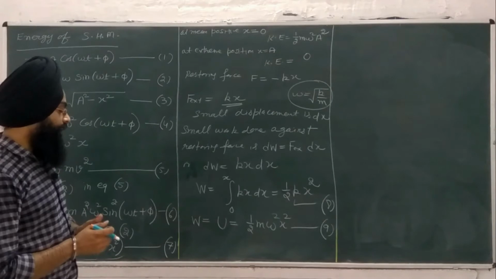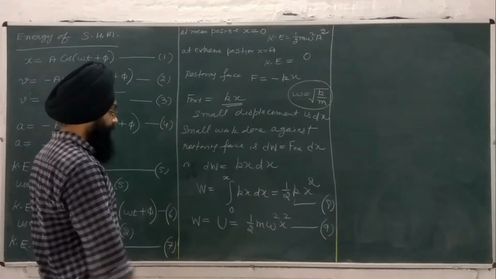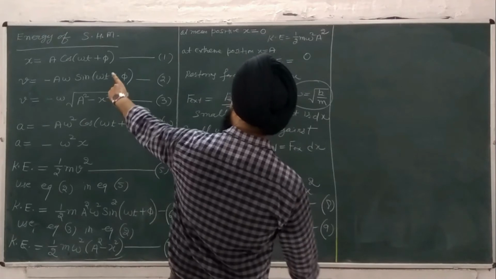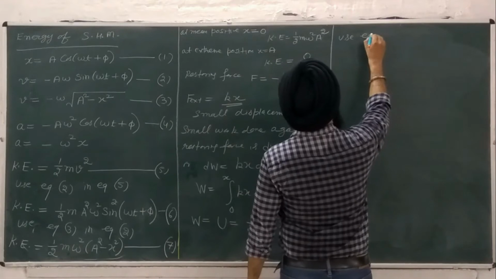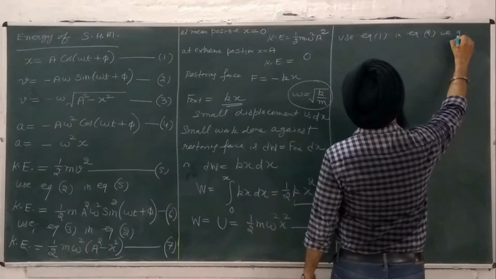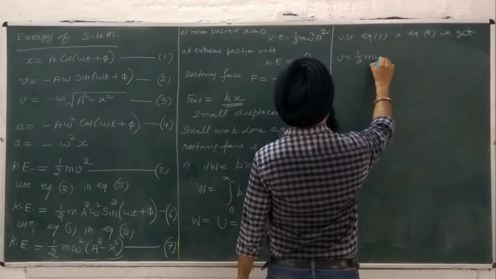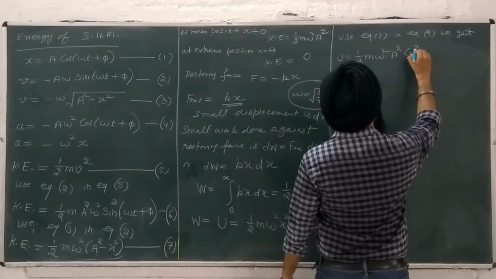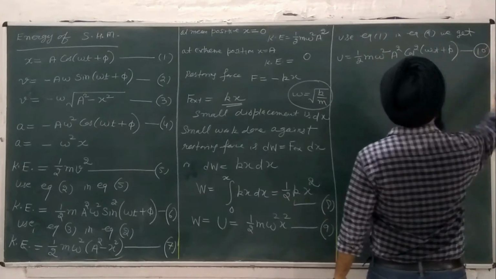Now we can put the value of x in equation number 9 and get the expression for potential energy in terms of sine or cos function. So if I put the value of x from equation number 1 in equation number 9, we get U equal to half m omega square A square cos square(omega t plus phi). Let it be equation number 10.